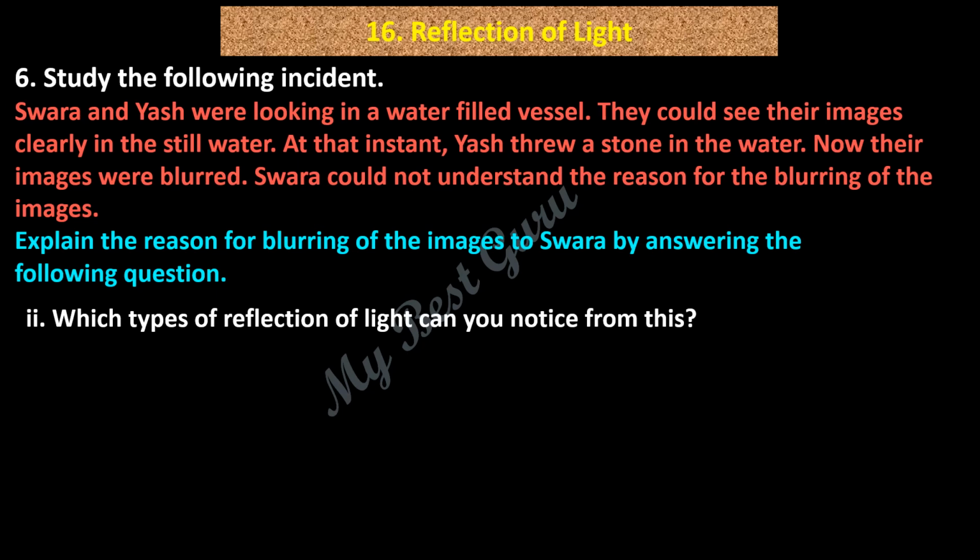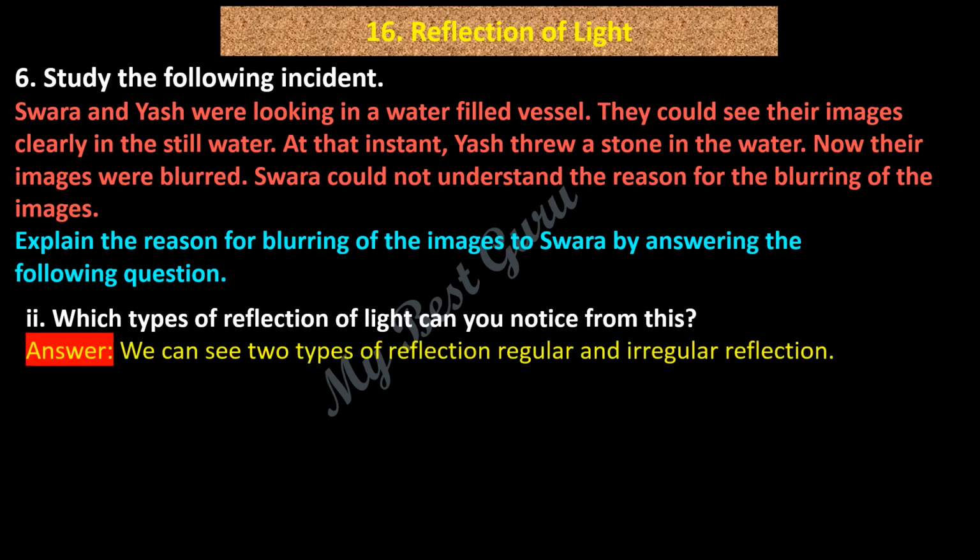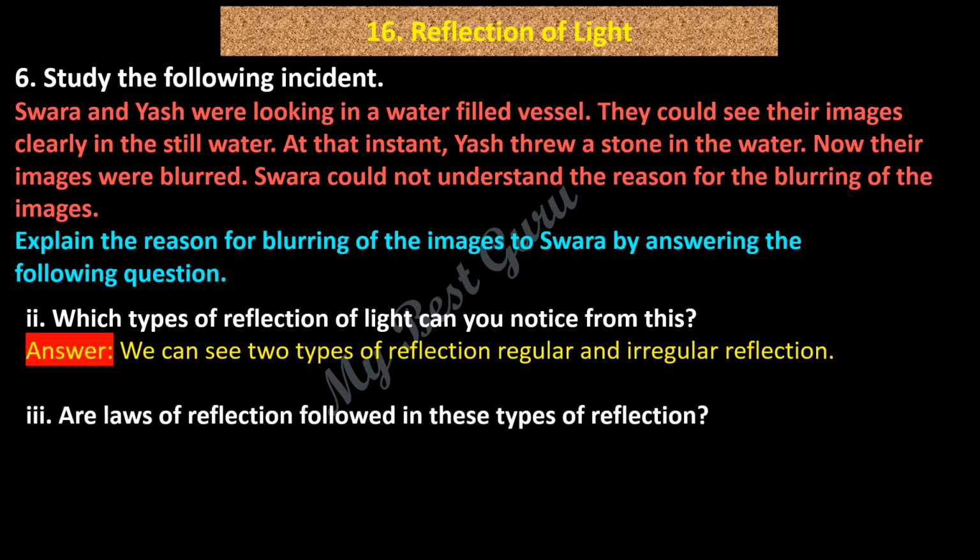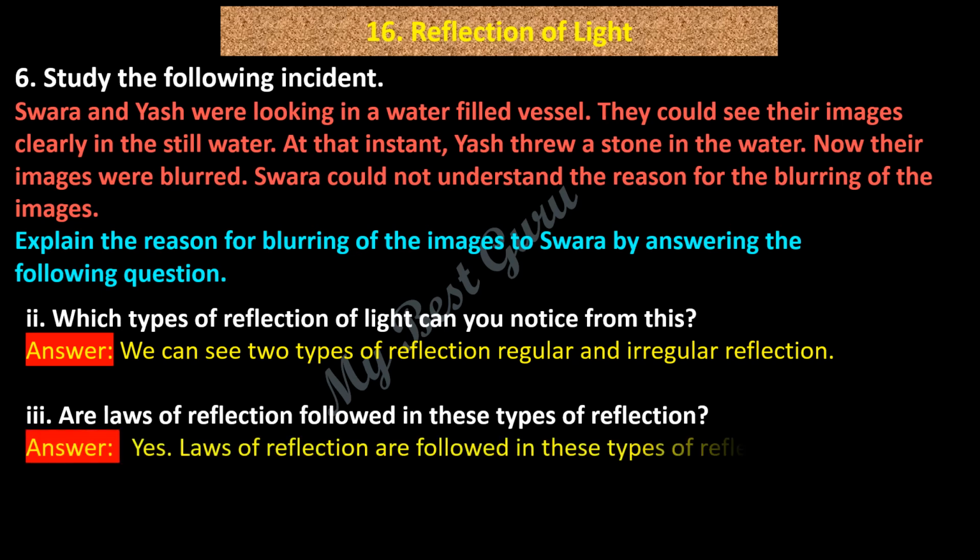2. Which type of reflection of light can you notice from this? Answer: we can see two types of reflection, regular and irregular reflection. 3. Are laws of reflection followed in these types of reflection? Answer: yes, laws of reflection are followed in these types of reflection.